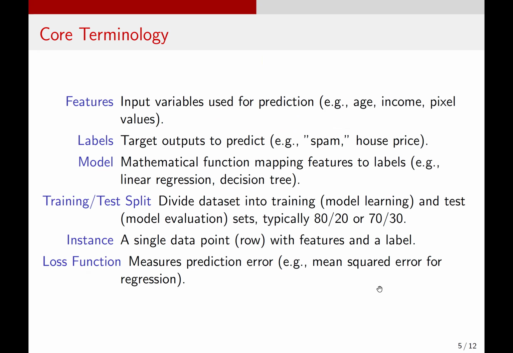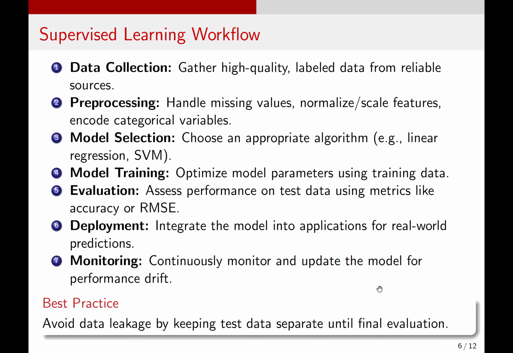So you have the loss function too. The loss function measures prediction error. It is about measuring the difference between the reality and what you predict, right? A very good example of a loss function would be mean squared error for regression and so on and so forth. Those are some core terminology as far as supervised learning, and of course machine learning by extension, is concerned. So let's look at the supervised learning workflow.